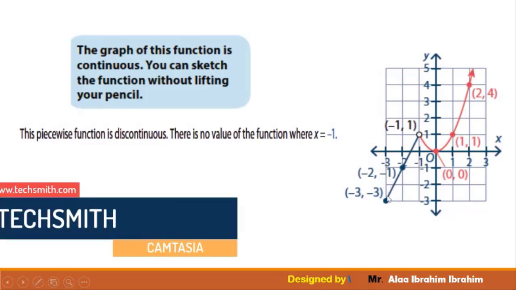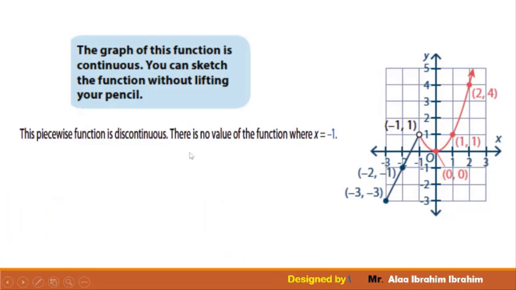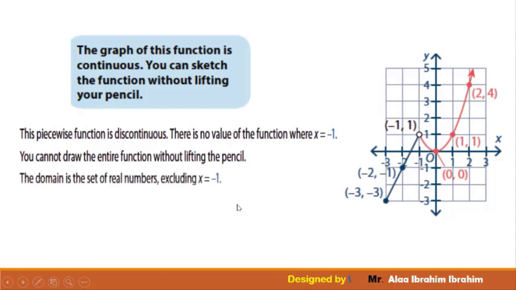So to make it continuous, I have to make it without any stop. So this is my stop. So this is not continuous. No value for x equals negative 1 because this is not included. So now you can't draw the entire function without lifting the pencil. So this is the meaning. I have to complete without stopping. The domain here excludes x equals negative 1.